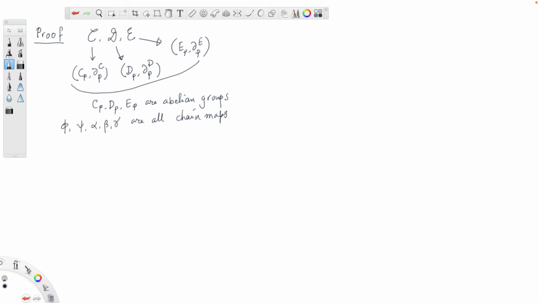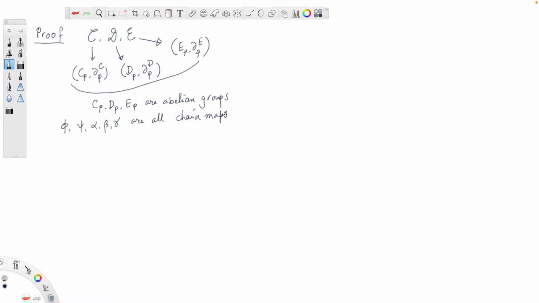All right, so we know what chain complexes and chain maps mean, right, from lecture 4. Okay, so there was the given commutative diagram given in the statement of theorem 1.